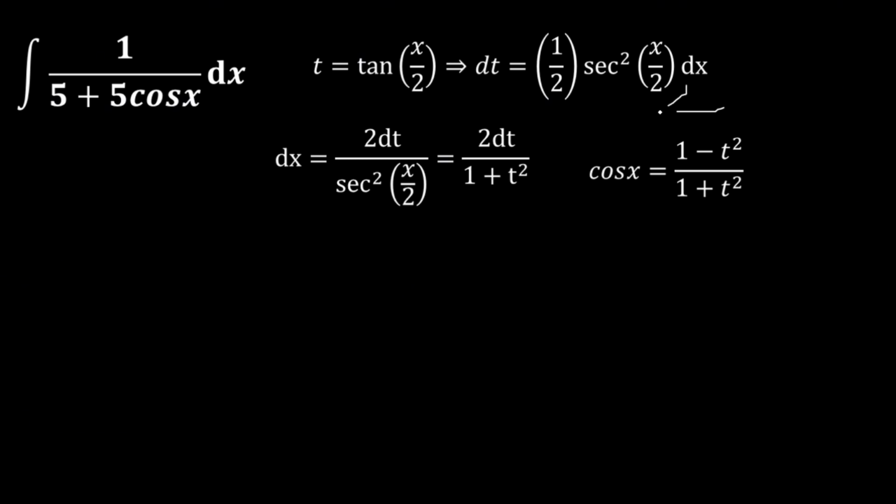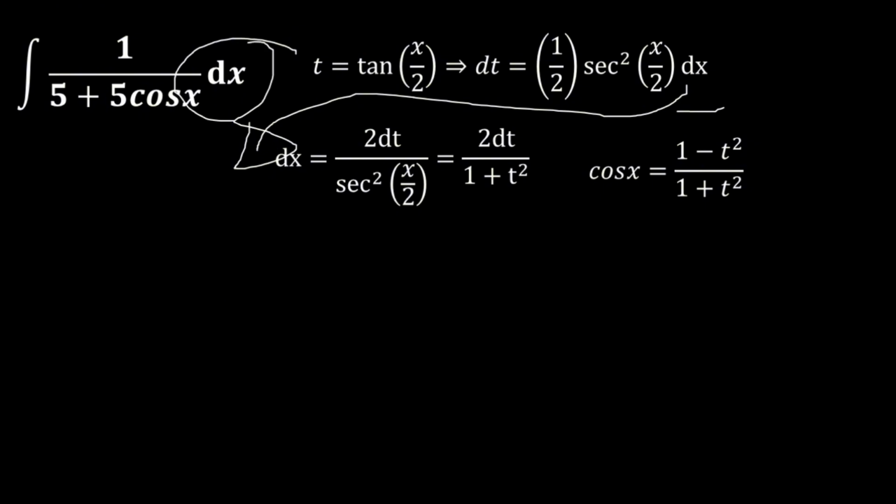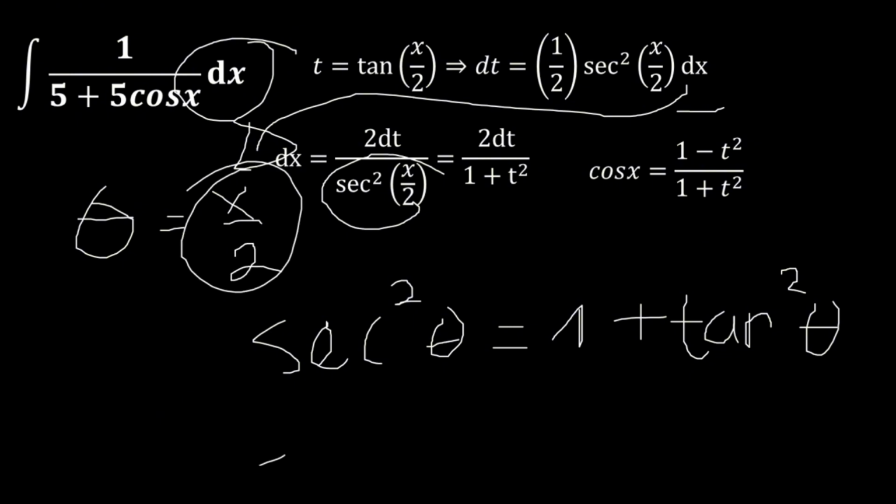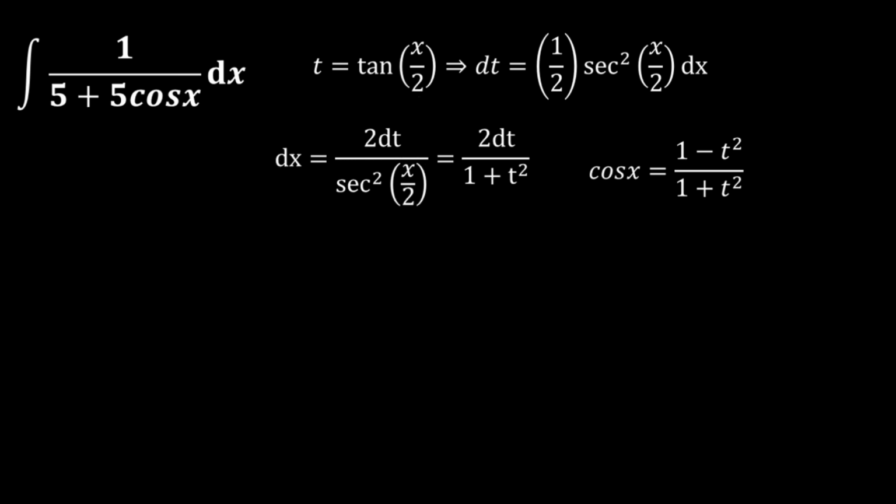Okay, moving back to dx, because we have to substitute it here. dx is equal to 2dt all over 1 plus t square. Since sec square theta is equal to 1 plus tan square, and we are in terms of theta is equal to x on 2, therefore this is equal to t. That's why you have t square. And that is cos. And you have to substitute back everything here.